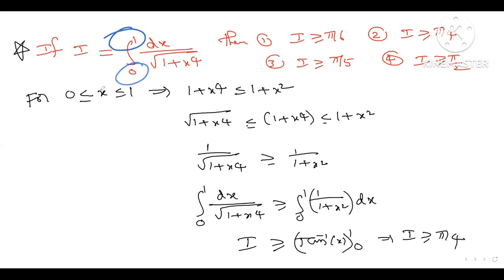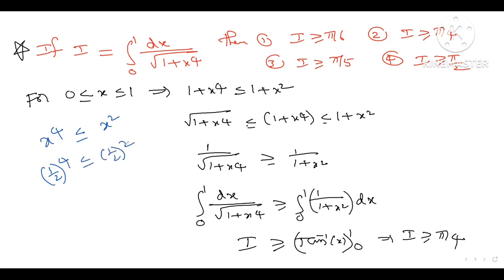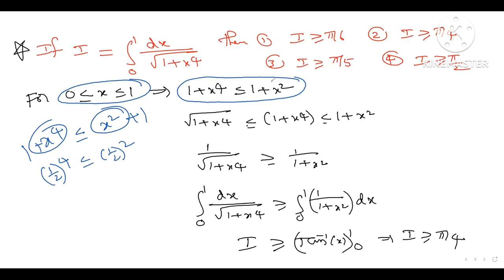From 0 to 1 limits, what is the relation between x to the power 4 and x square? It is less than or equal to. You can take any example between 0 to 1; I will take 1 by 2. 1 by 2 to the power 4 is less than or equal to 1 by 2 whole square. Is it correct? Correct. In between 0 to 1, x to the power 4 is less than or equal to x square. After adding 1 on both sides, writing this step directly: 1 plus x to the power 4 is less than or equal to 1 plus x square.